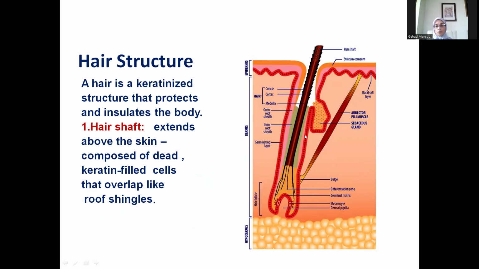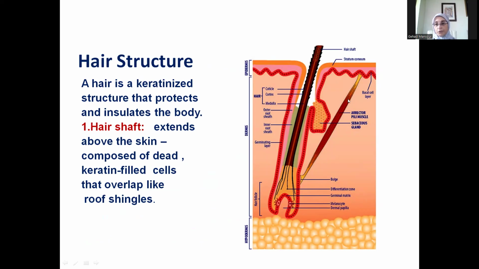And of course, what are the structures we can see here other than the epidermis, the dermis, and the hypodermis, which are actually the layers of the skin? We can see the hair, and the hair is protected inside the hair follicle. We can also see a gland that is associated with the hair follicle, and we can see a slender muscle.